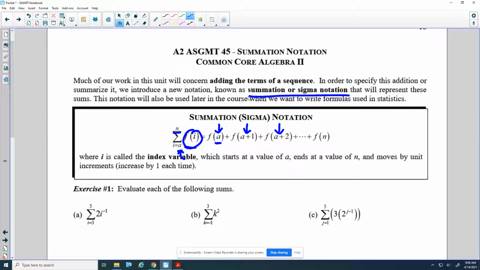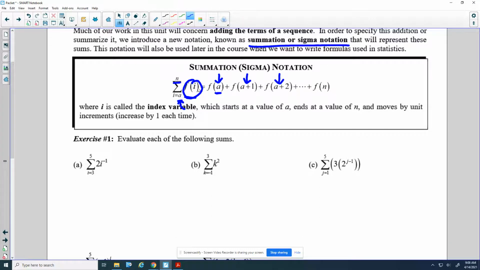So this is not i like the imaginary i, but since i goes with the word index, we're using the letter i. That's a little tricky whenever we use the same letter or variable for two different things, but this is not i as in the imaginary i. So let's look at our first example. Once you start to see them, it's actually pretty easy, as long as you recognize what to do.